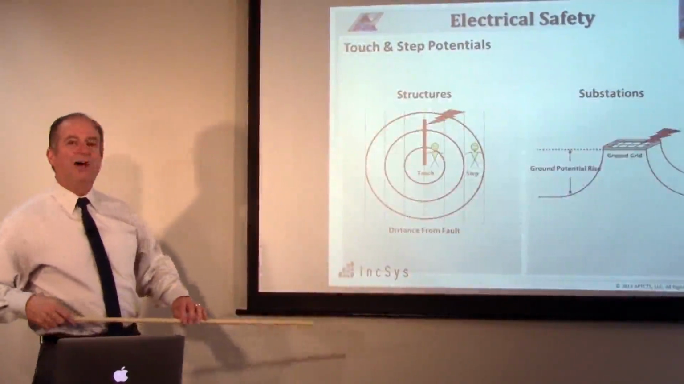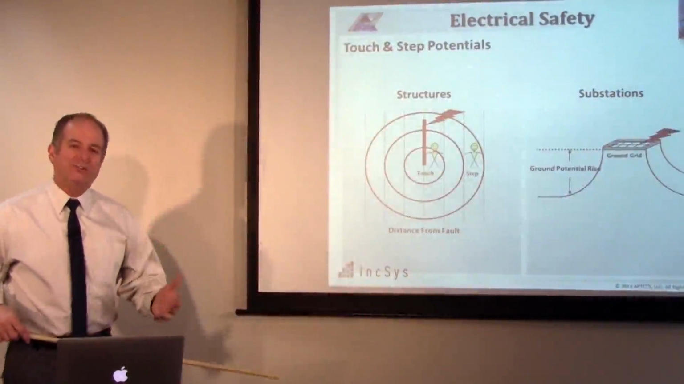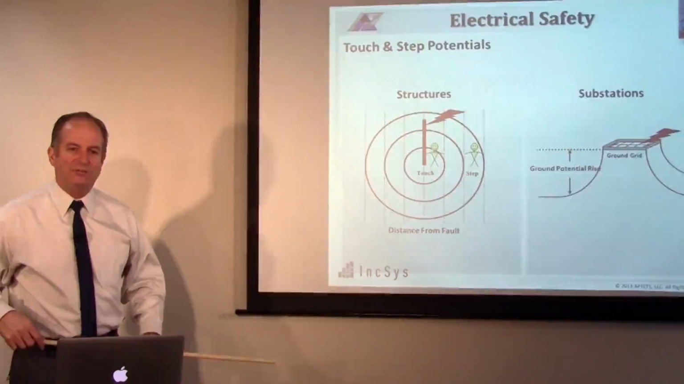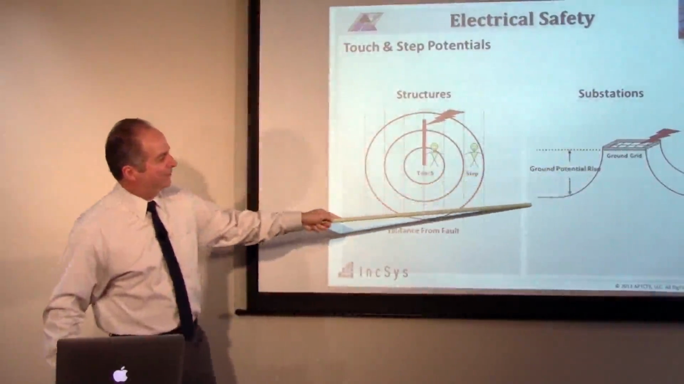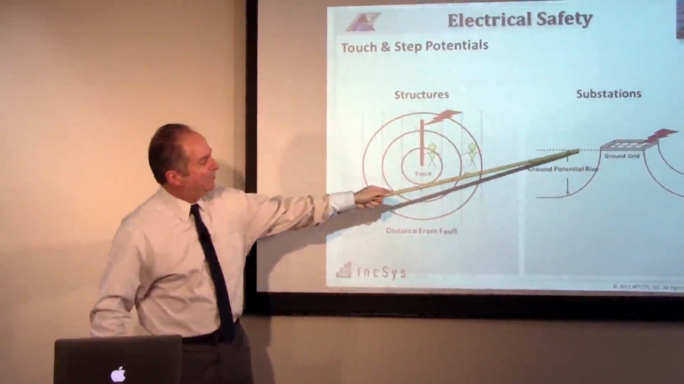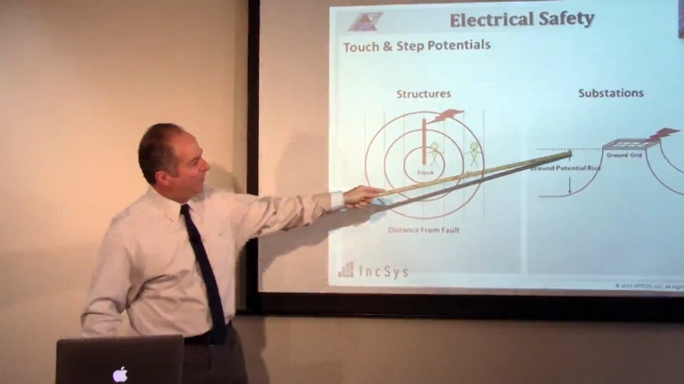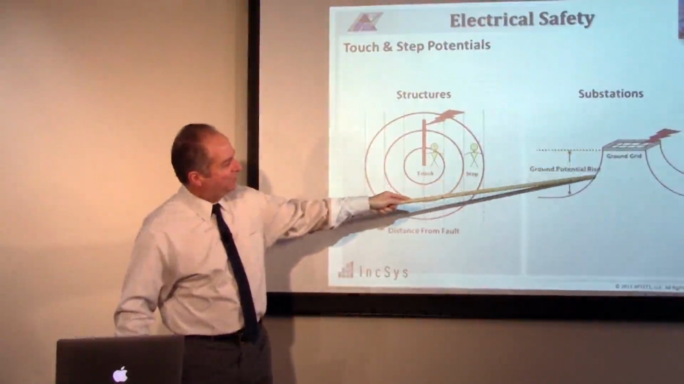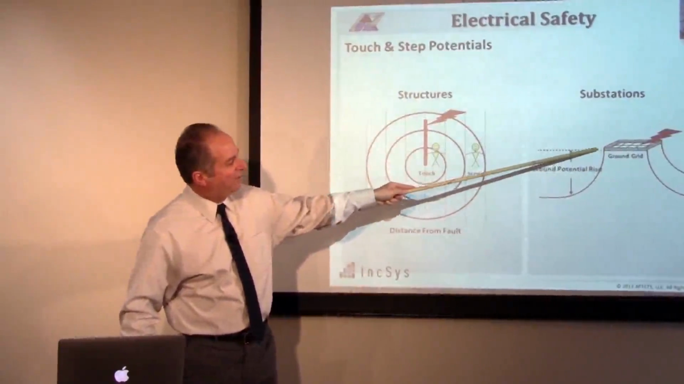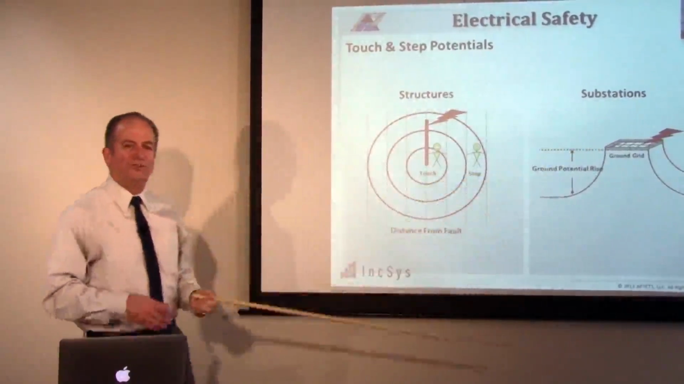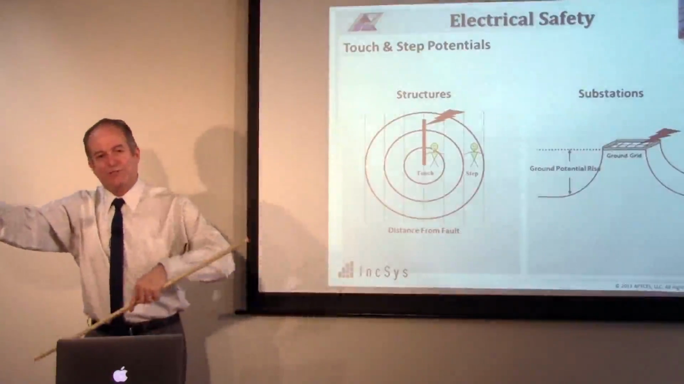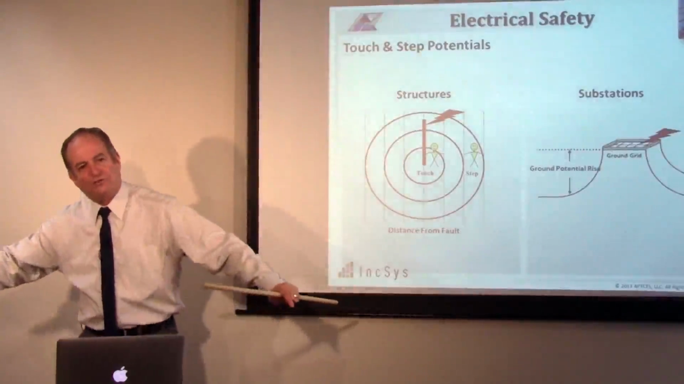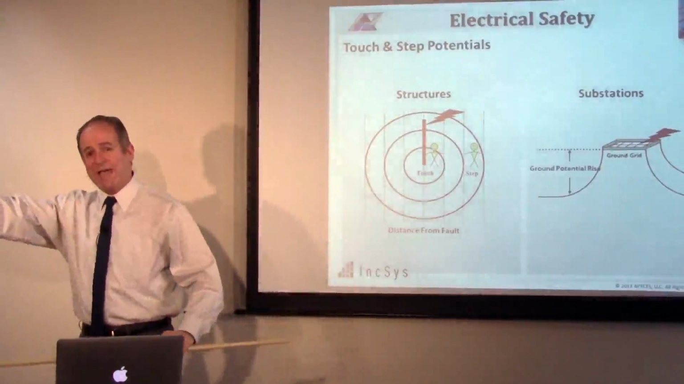Okay, when you have a ground potential rise, that creates conditions for touch and step potentials. So here's the substation with its ground potential rise, and it fades away. If you were next to the substation, you might be at this potential, touching the fence, having a difference of potential just by being outside the substation. You could have a difference of potential because the potential is dropping, and that could be hazardous.